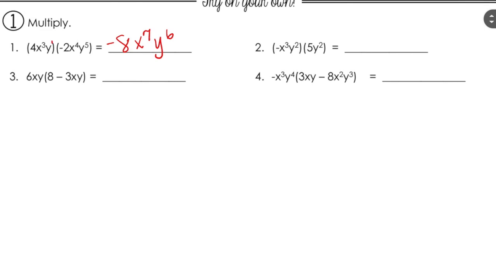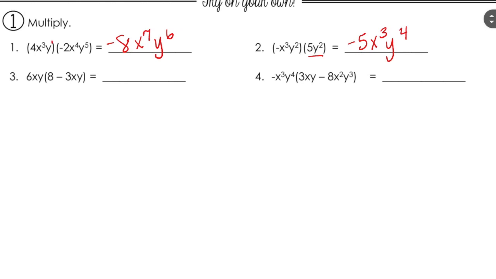Question number 2. So numbers go with numbers. We have that negative times that 5, which will give us negative 5. X to the third times nothing because there is no x's in that second set. So I'm just going to keep my x to the third. And then y to the second times y to the second is going to be y to the fourth.